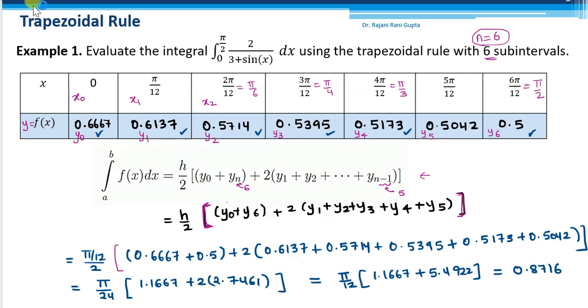See that you have to do it carefully. First, multiply all these terms, add all these terms, multiply with 2, that gives you this term, add the first and last term. Then multiply 2 with this term, add them, and then multiply by 5. So this is the value of your integral. Okay, so this is how you work with the trapezoidal rule.